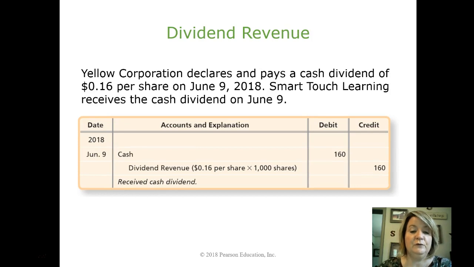Dividend revenue. Yellow Corporation declares and pays a cash dividend of 16 cents per share on June 9th, 2018. SmartTouch Learning receives the cash dividend on June 9th. It's a debit to cash of $160. Dividend revenue is figured at 16 cents per share times 1,000 shares. It's a $160 credit. You received a cash dividend.